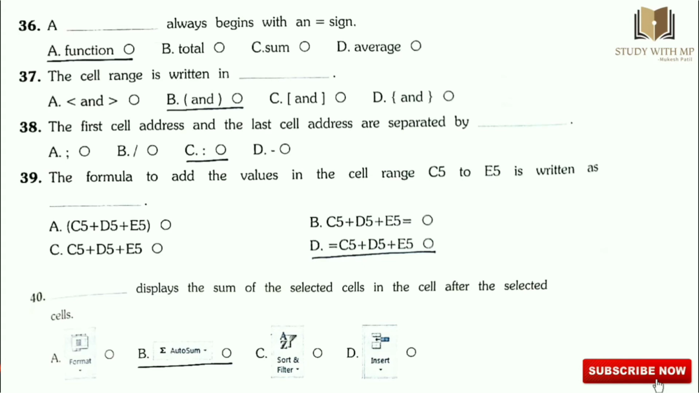38, the first cell address and the last cell address are separated by colon. 39, the formula to add the values in the cell range C5 to E5 is written as =C5+D5+E5. 40, blank displays the sum of the selected cells in the cell after the selected cell, so B. Autosum.